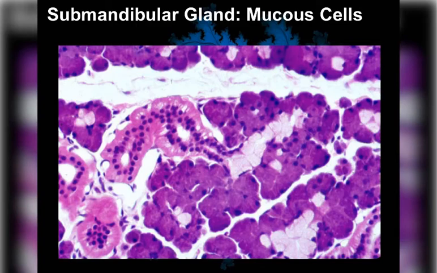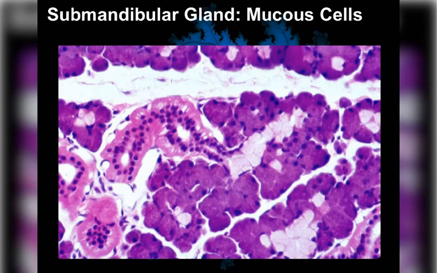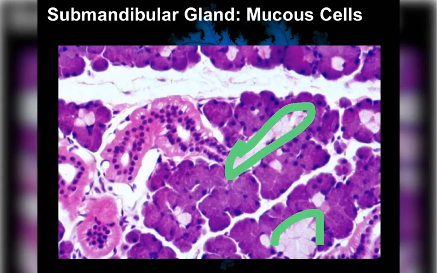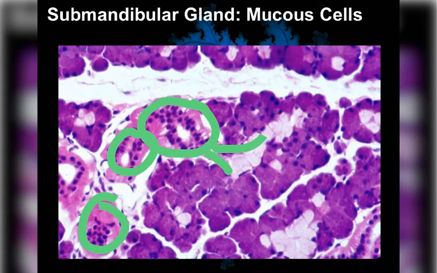Here we have a section of the submandibular gland. The majority is serous secretory end pieces. Minority mucous secretory end pieces. Intercalated duct, the dark duct, is short. Most of the ducts, intralobular ducts, are striated ducts.